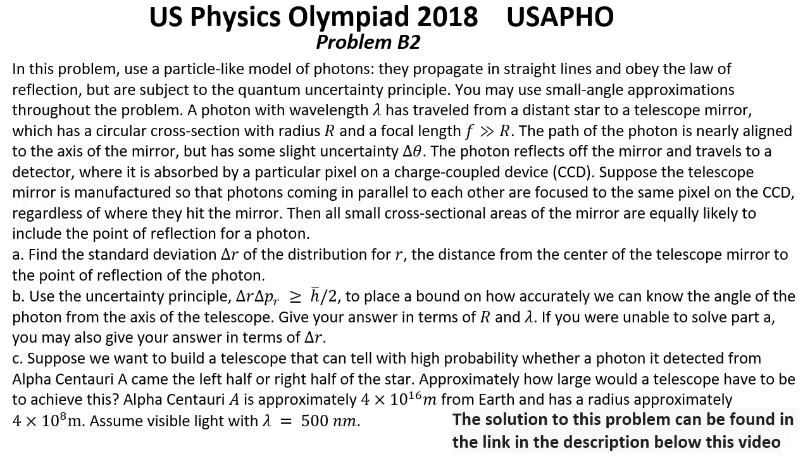Question C. Suppose we want to build a telescope that can tell with high probability whether a photon it detected from Alpha Centauri A came from the left half or right half of the star. Approximately how large would a telescope have to be to achieve this? Alpha Centauri A is approximately 4 times 10 to the power 16 meters from Earth and has a radius of approximately 4 times 10 to the power 9 meters. Assume visible light with lambda equal to 500 nanometers.